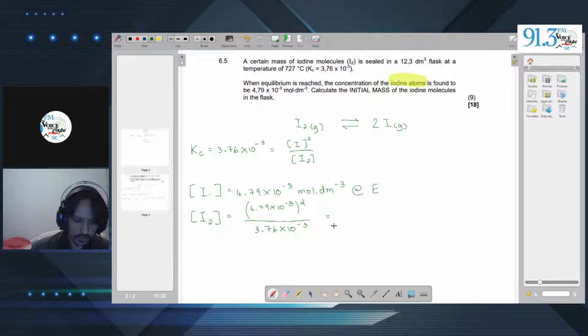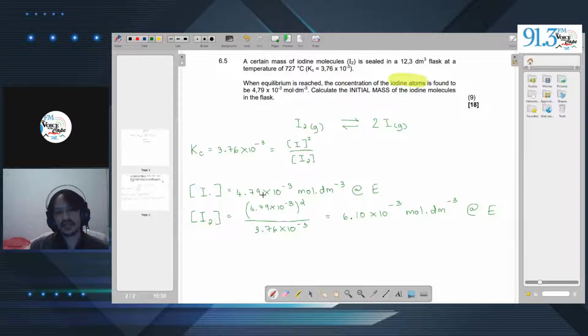let's use this: times 10 to the minus 3 to the power of 2 over 3.76 times 10 to the minus 3. And that gives me a value of 6.10 times 10 to the minus 3 moles per decimeter cubed, right? And this is also at equilibrium.